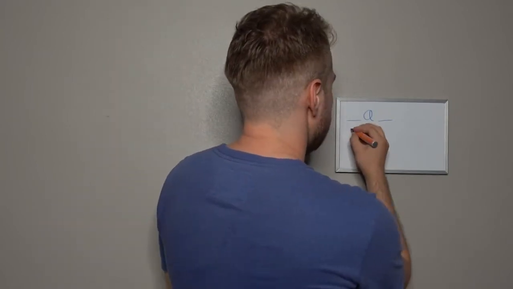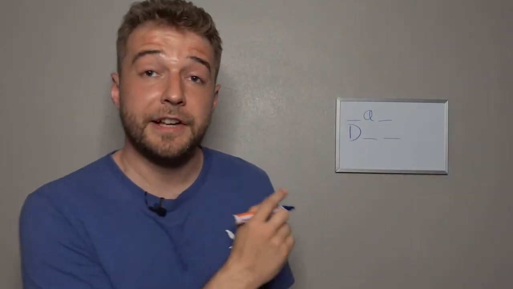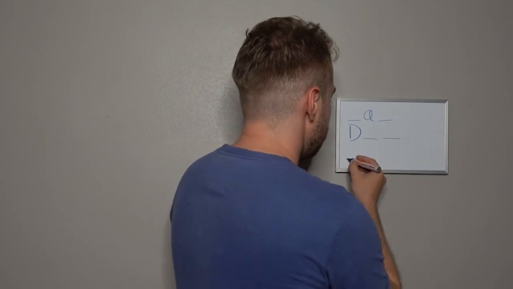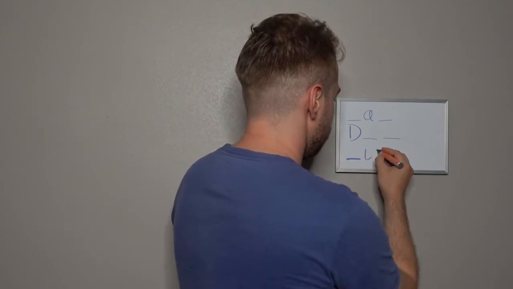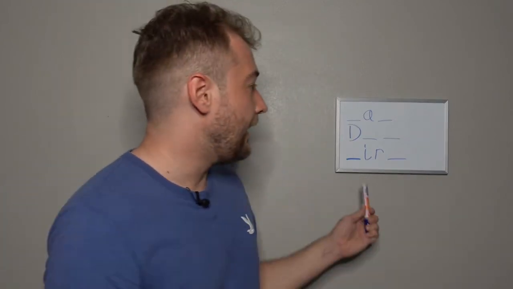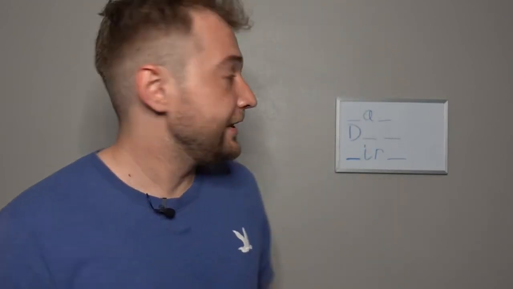Okay, this time I'll do the first letter. So we have D, dash, dash. Okay, and let's do one more. Okay, this time we have dash, I, R, dash. I apologize for my handwriting. This pen isn't too good. But yeah, so you can see you have 3 words. I would make it bigger if I was doing it in the class.